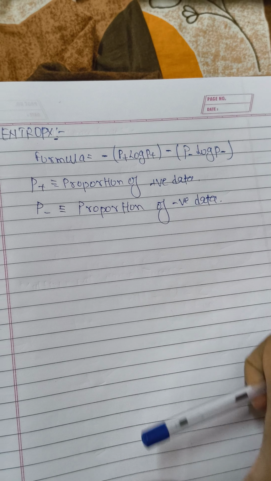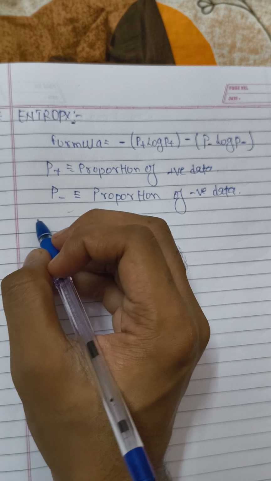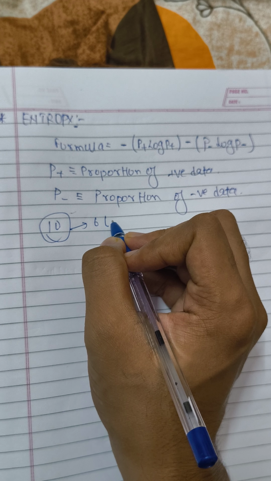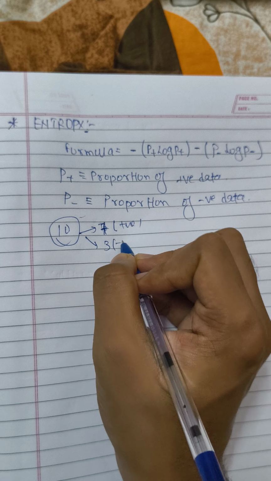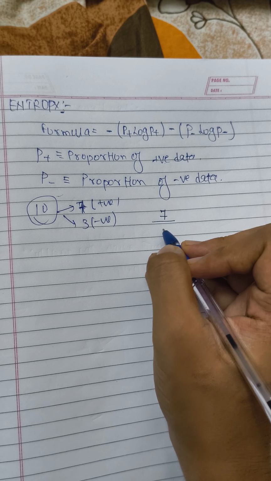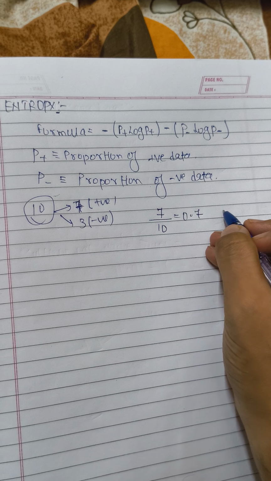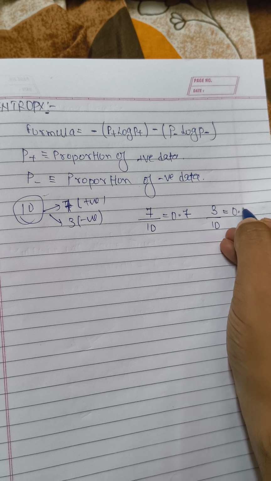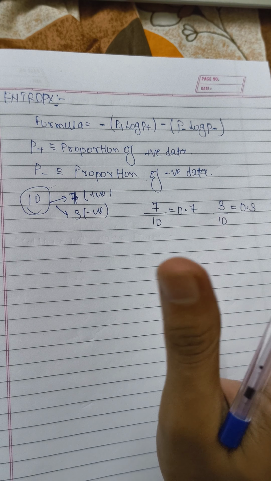So let's see what we mean by a positive proportion and negative proportion. Suppose I am having 10 data set points, out of which 7 were positive and 3 were negative. So the proportion of positive will be total number of positive points upon total number of points we are having, that will be 0.7. And for the negative, the number of negative points divided by the total number of points, that will be 0.3. Okay, so you must have understood what this is. And log is simply the log.